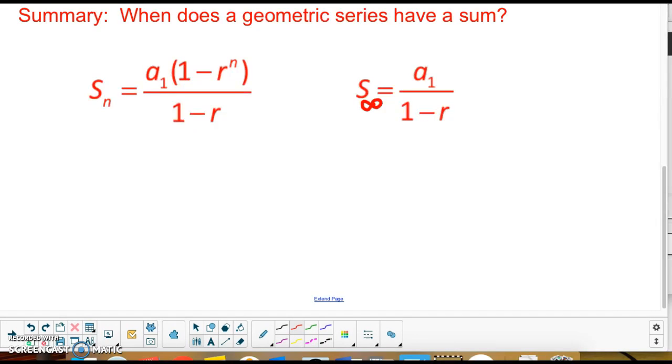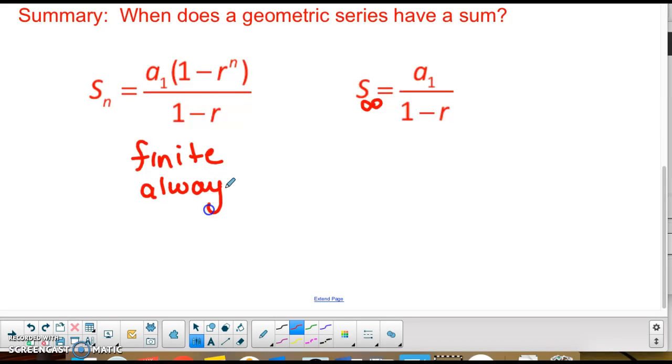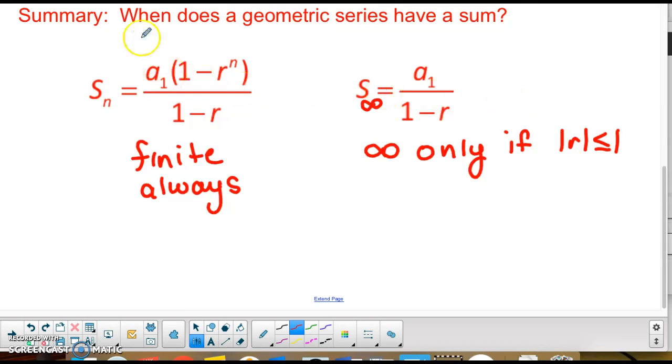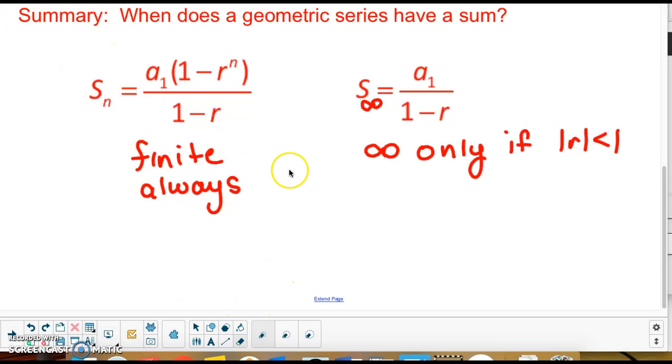So when does a geometric series have a sum? So this is the finite, and this always has a sum as long as we know the number of terms. This one is infinite, and it's only if the absolute value of R is less than 1. And that's it.